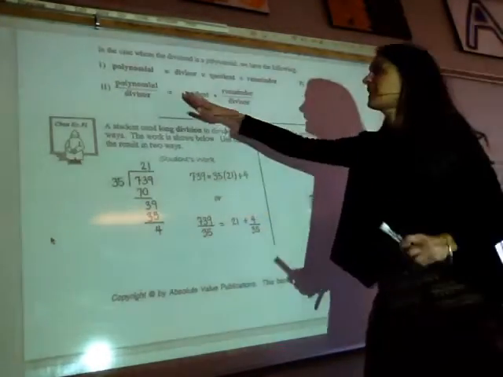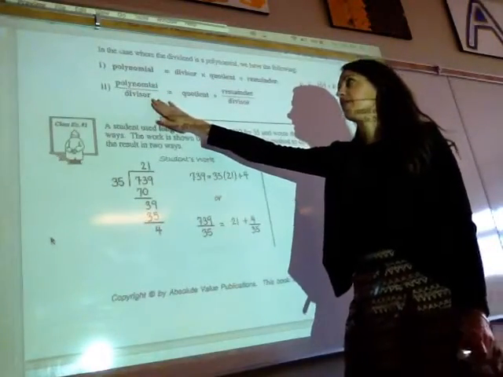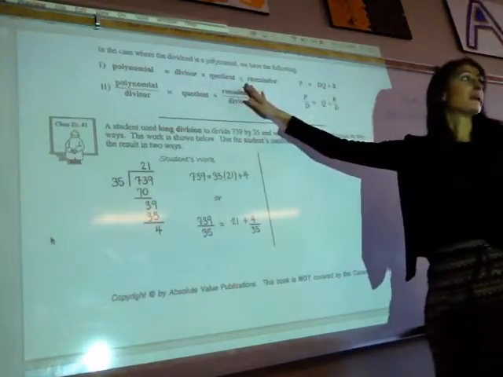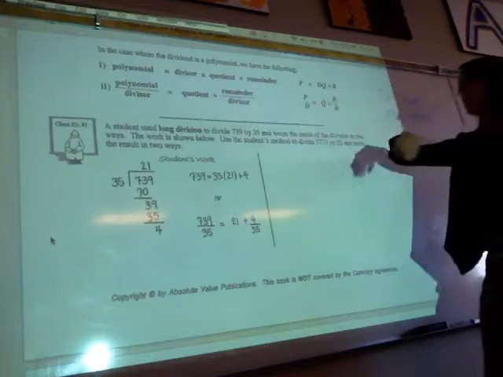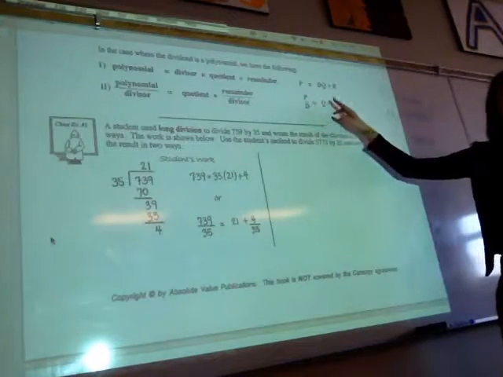Okay, the next one is polynomial divided by our divisor equals the quotient plus the remainder divided by our divisor. Or P over D equals Q plus R over D.